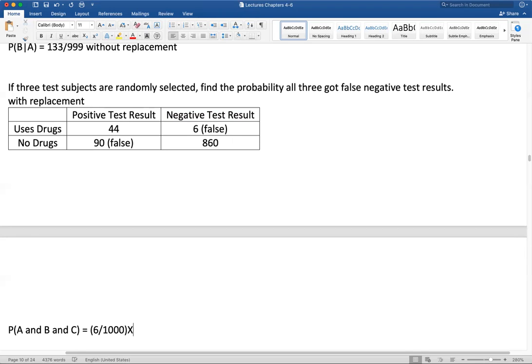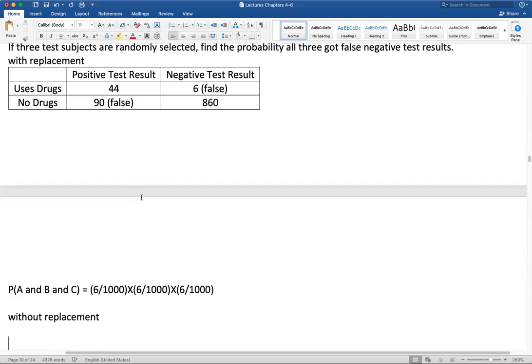So now, it means that in the second trial, the probability that we choose the first negative test result is still 6 over 1000. And the third trial, same. And without replacement, the probability of A and B and C, since replacement is not allowed: in the first trial, the probability that we choose the first negative test result is going to be 6 over 1000.